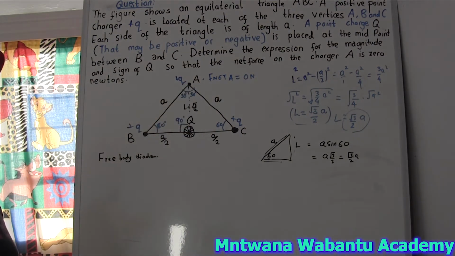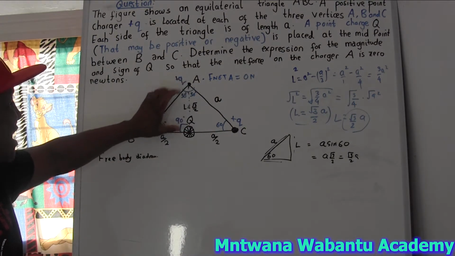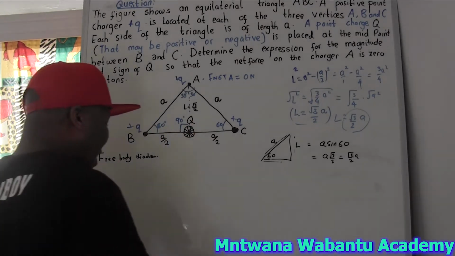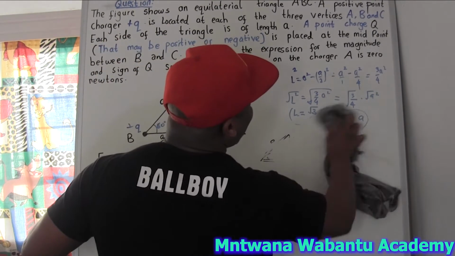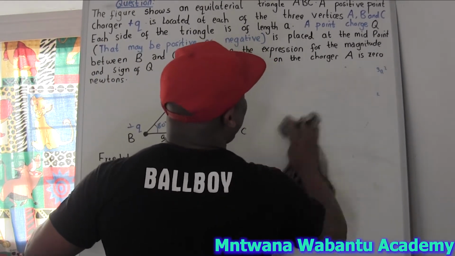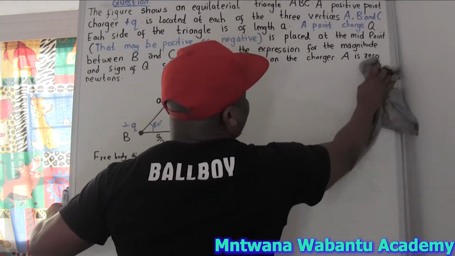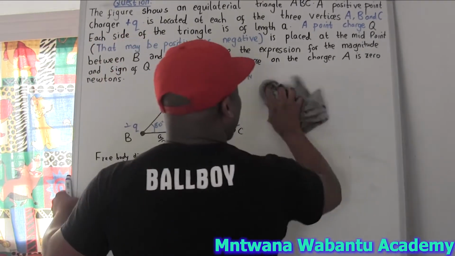From here to here. Why do we find the length? Because we want to get the force of either repulsion or attraction, since we don't know this one here. So now let's draw the free body diagram, since we have everything. Okay, so I'm going to erase this and draw the free body diagram.